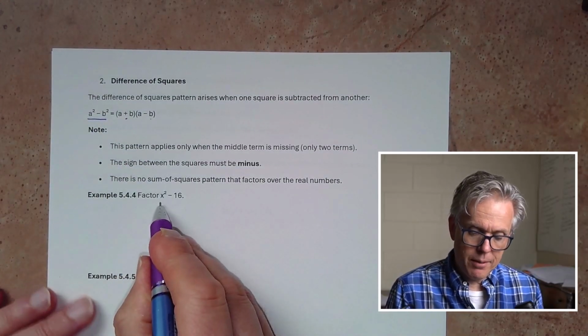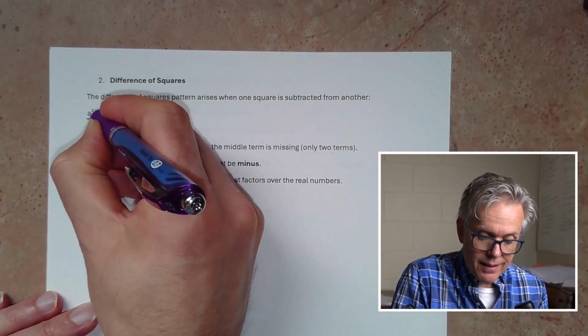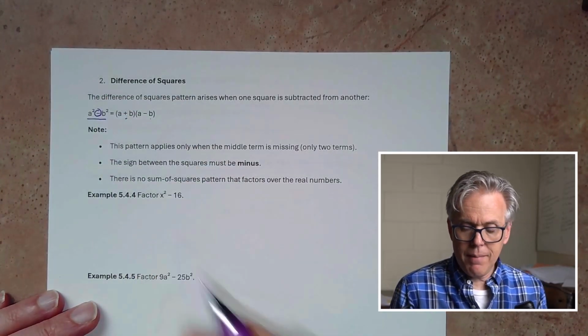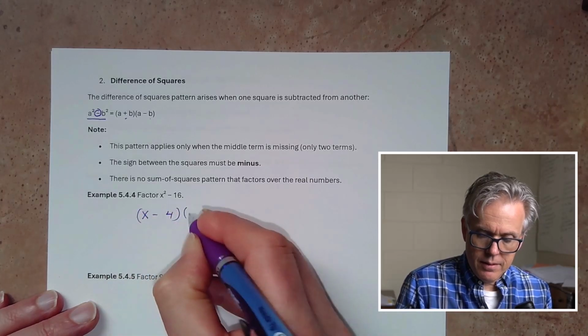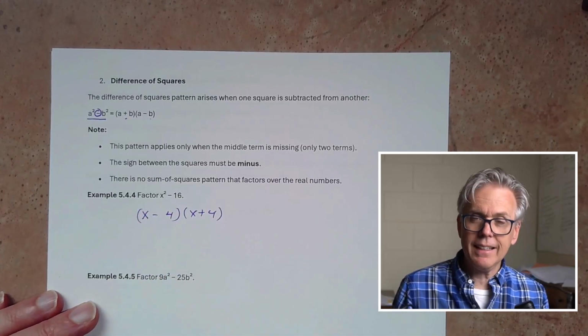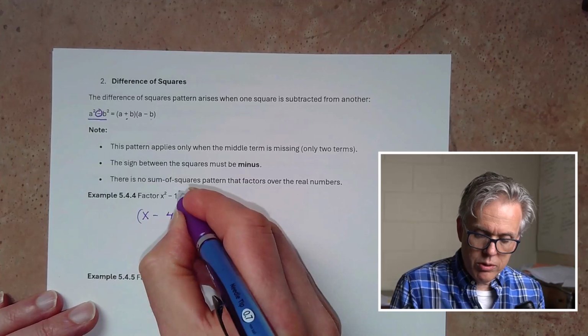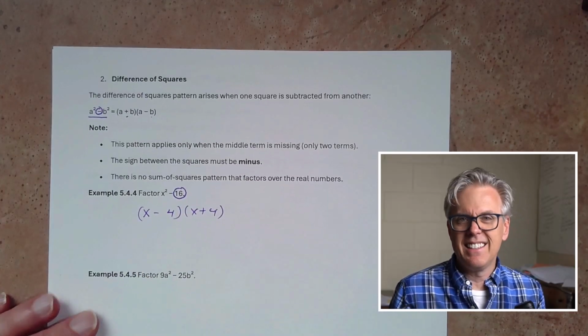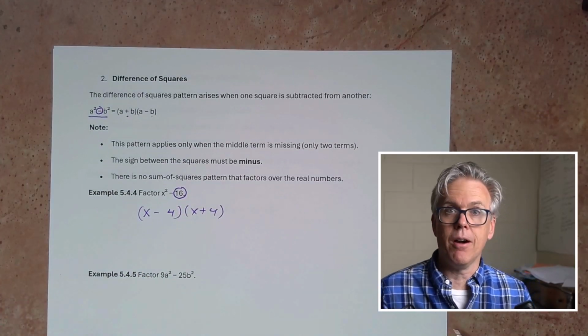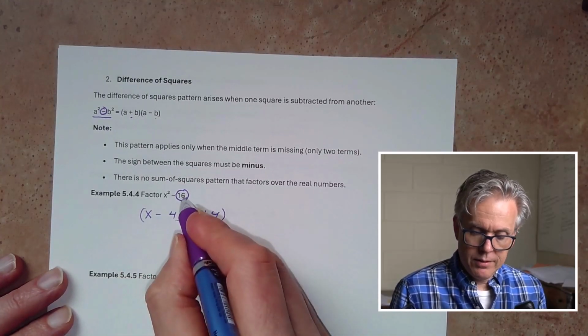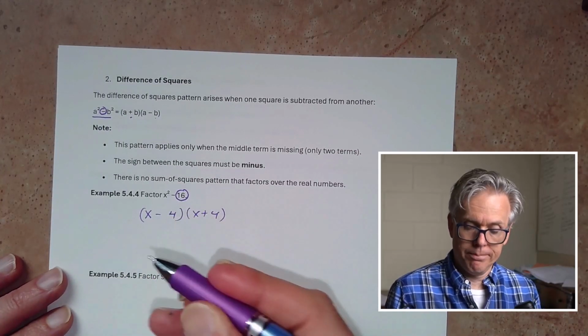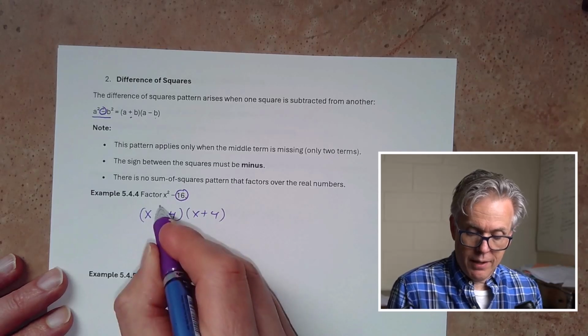So let's look at this one here. And again, this has to be a minus. So x squared minus 16 is going to be x minus 4 times x plus 4. And the one thing you've got to be able to do is take the square root of this number. Now, that doesn't have to be a perfect square. It's nice when they are, and they usually are, to be honest, in here, but they won't always be. So the square root of 16 is 4. So we get x minus 4, x plus 4. And that's it.